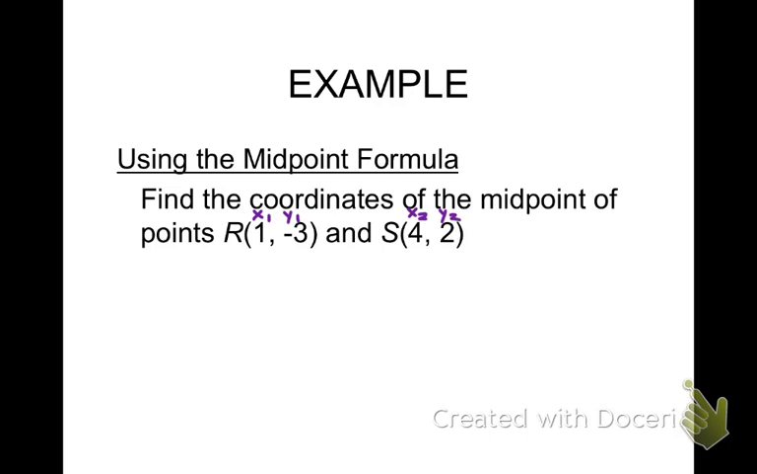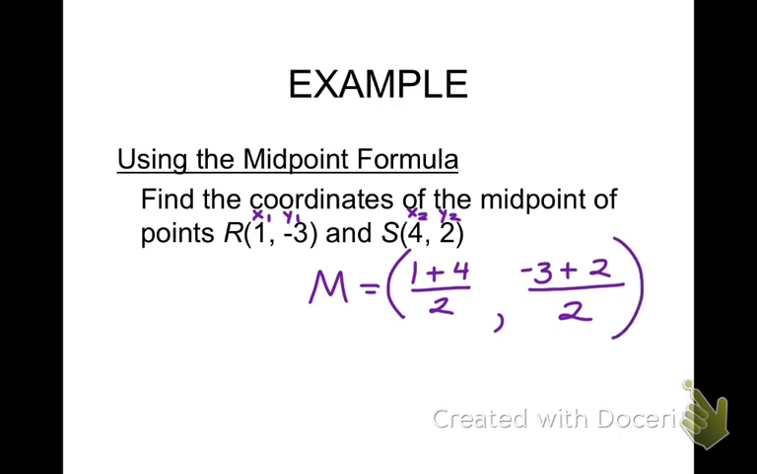So now if you have that formula in front of you, plug everything in. So my midpoint is equal to, I'm going to put a parentheses, my x sub 1, which is 1, plus my x sub 2, which is 4, divided by 2, comma. Now I'm going to do the same thing for my y's. y sub 1, which is negative 3, plus y sub 2, which is 2, cut that in half.